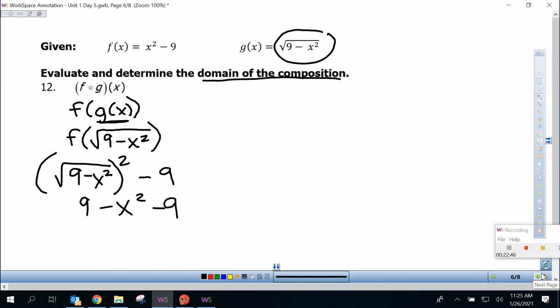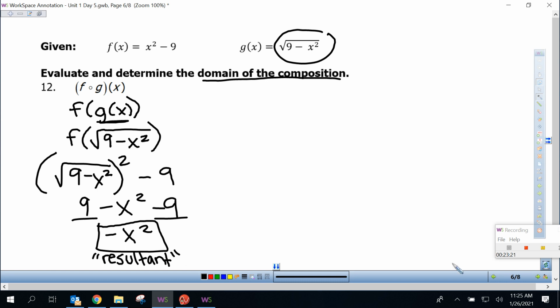Okay, so simplifying this, I'm going to drop down the negative x squared. And what happens with a positive 9 and negative 9? They make 0. So this result is called your resultant. And we'll need that for step 2 in finding the domain. So that's why you have to evaluate first, so that you can find the domain of a composition.